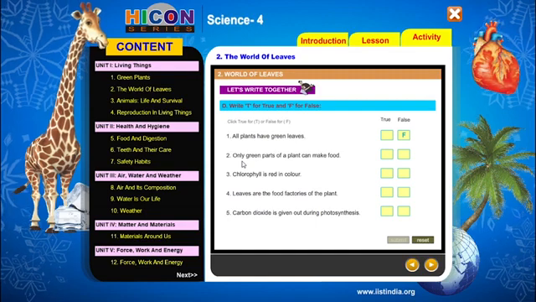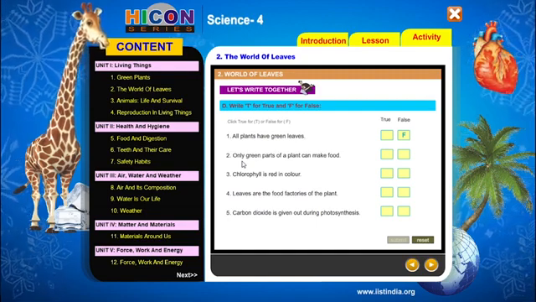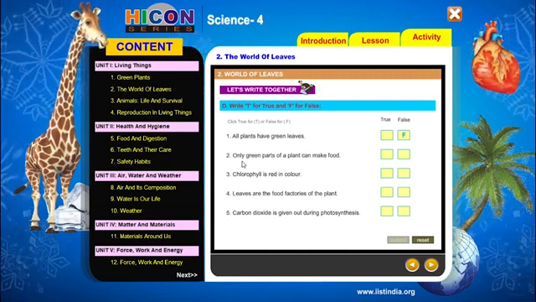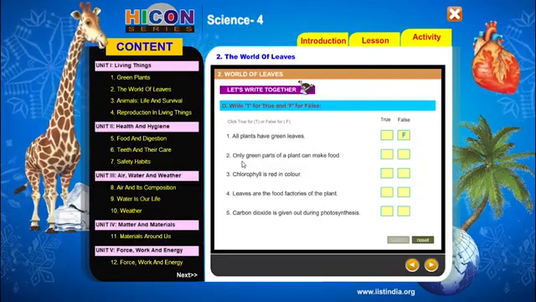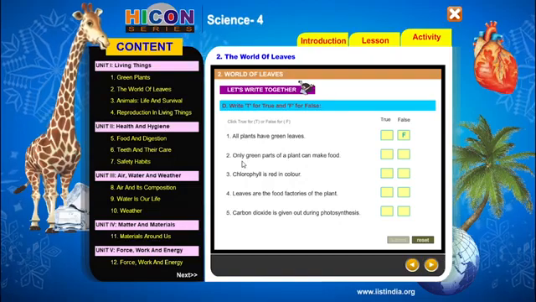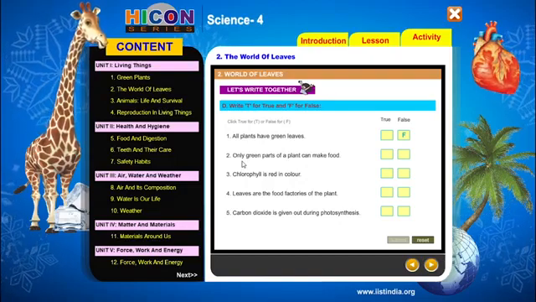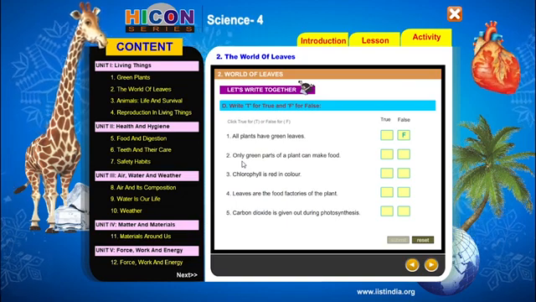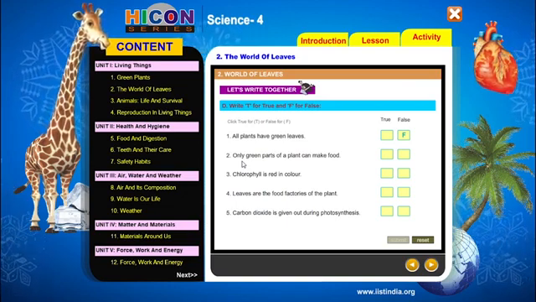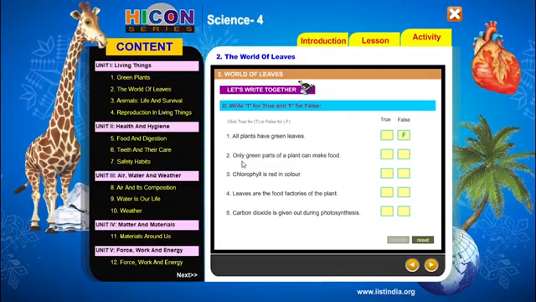Next, read the second sentence: only green parts of a plant can make food. So children, is it correct or not? Yes, sir. Photosynthesis will take place only in the green parts of the plant because green parts only contain chlorophyll. So chlorophyll is required for making food.